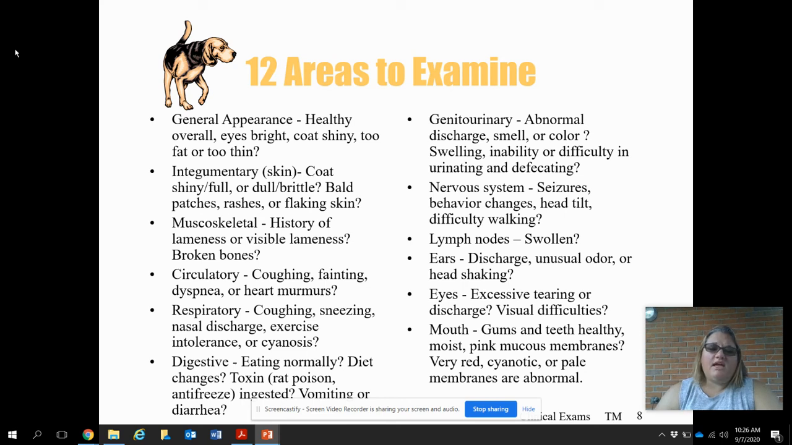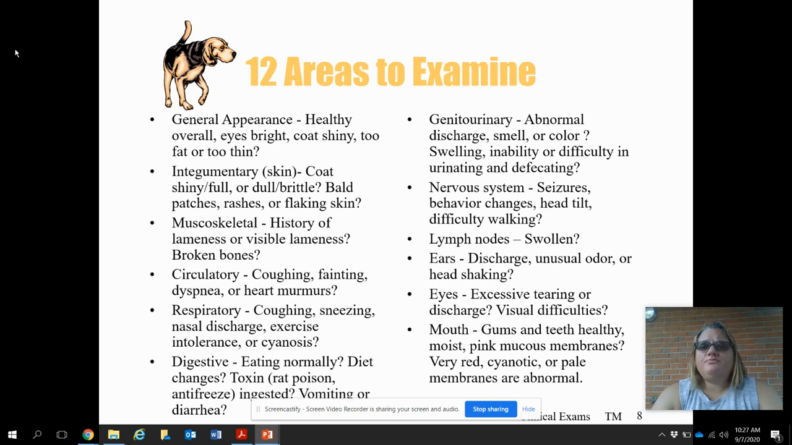Respiratory system, again: coughing, sneezing, any nasal discharge, exercise intolerance, and then cyanosis. That's that blue tinge, that blue coloring to the mucous membranes. That means that there's not enough oxygen getting through the system. Then we move on to the digestive system. So is the animal eating normally? Any diet changes? Has it ingested any poisons? Is there vomiting or diarrhea?